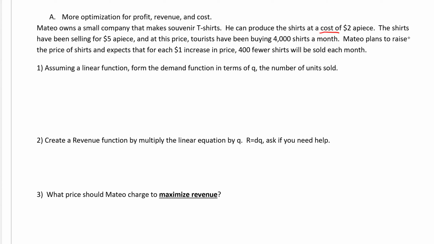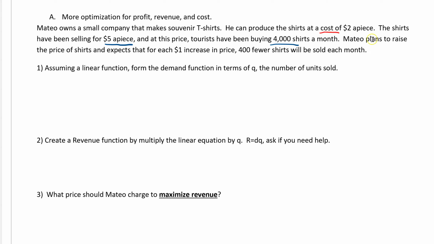And our revenue is going to be made up by a price quantity function. So the shirts have been selling for $5 a piece. And at this price, tourists have been buying 4,000 shirts a month. That's a point. So when they give you two pieces of info like that, we should put those in blue to represent our price quantity. They're giving you a point.